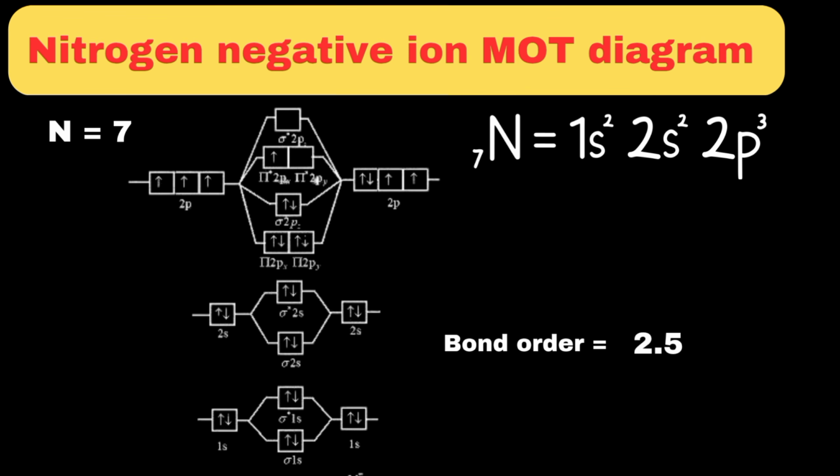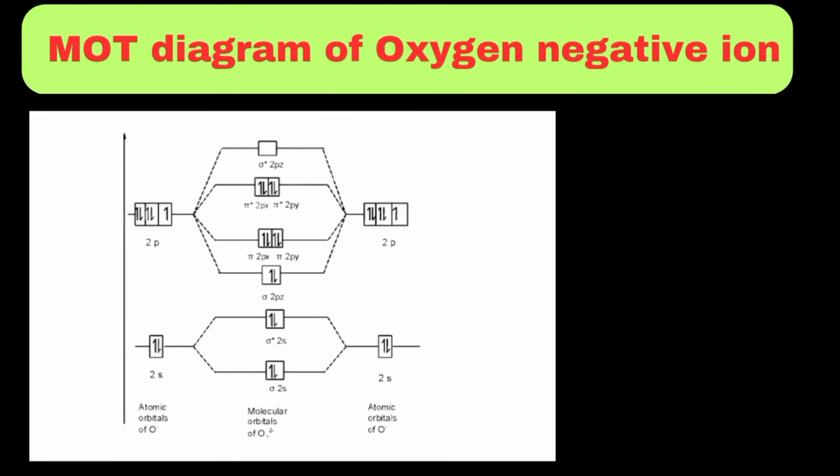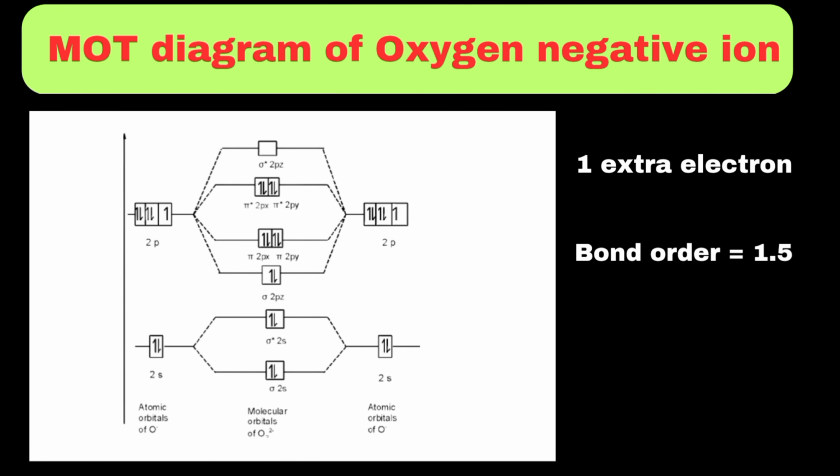Now, we will discuss oxygen ion, molecular orbital explanation for O negative ion. If we consider oxygen negative ion, it has one extra electron, which will enter the pi star 2p orbital. This changes the bond order as follows. Bond order will be equal to 8 minus 5 divided by 2, which will be equal to 1.5. This means that oxygen negative ion has a lower bond order than a neutral oxygen molecule, making it less stable and weaker in bonding strength.